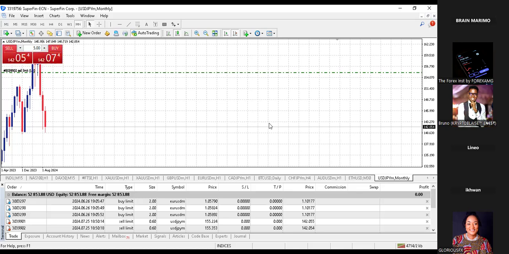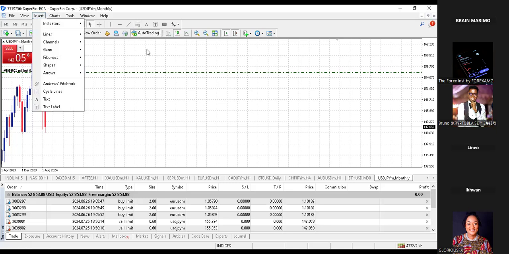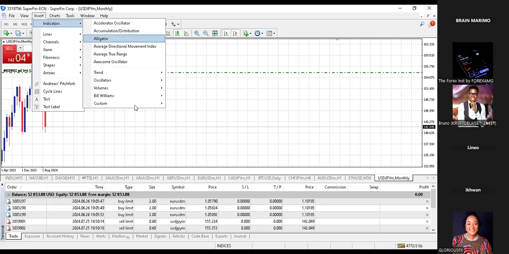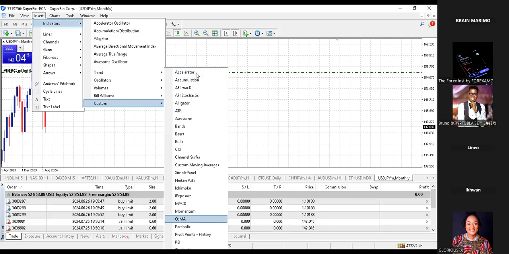Okay, before I fiddle, remind me again? It's usually either one of those things up here, or you can simply go to insert. When you go to insert, click on indicators, you're going to find it under custom. Fibonacci is Fibonacci, am I right? Is it under custom? Let's see.